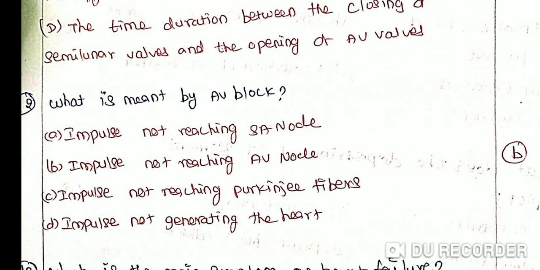What is meant by AV block? Option A, impulse not reaching SA node. Option B, impulse not reaching the AV node. Option C, impulses are not reaching Purkinje fibers. Option D, impulses are not generating in the heart. The correct answer is option B, impulse not reaching the AV node. When the impulse is not reaching the AV node, then this is known as AV block. When the impulse is not reaching the Purkinje fibers, then it is called Purkinje block.